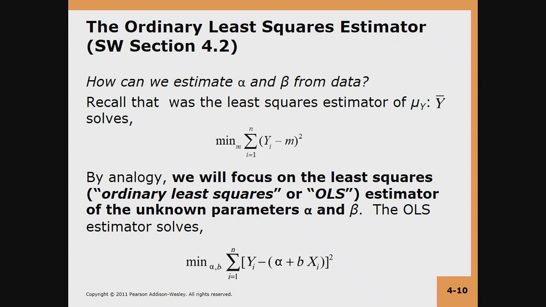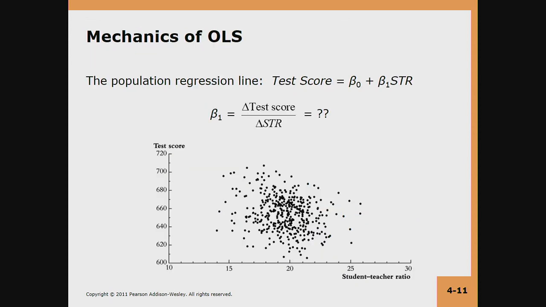And the equation at the bottom is basically saying we're trying to minimize the error. So the population regression line, test score equals, I forgot to change this one, think of it as alpha plus beta times the student-teacher ratio. Beta is going to equal the change in the test score divided by the change in the student-teacher ratio.